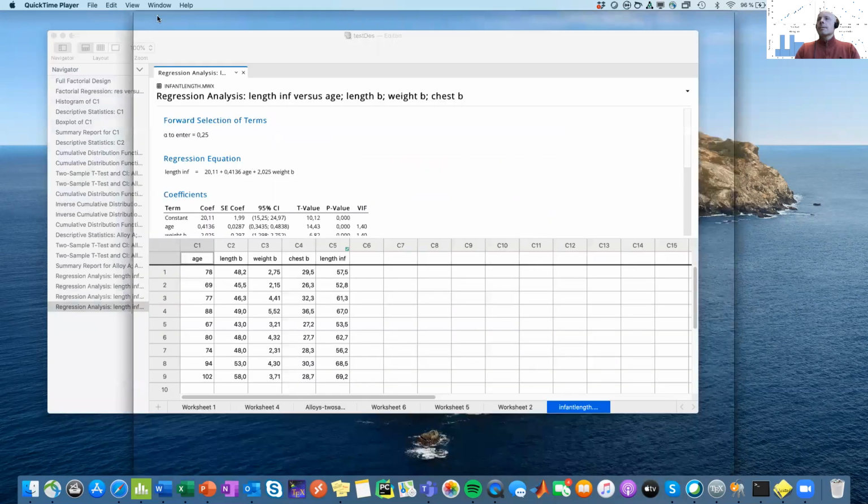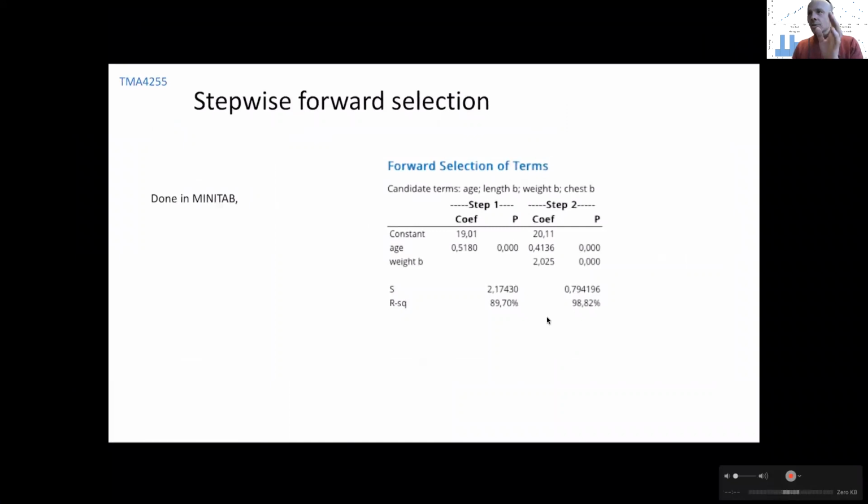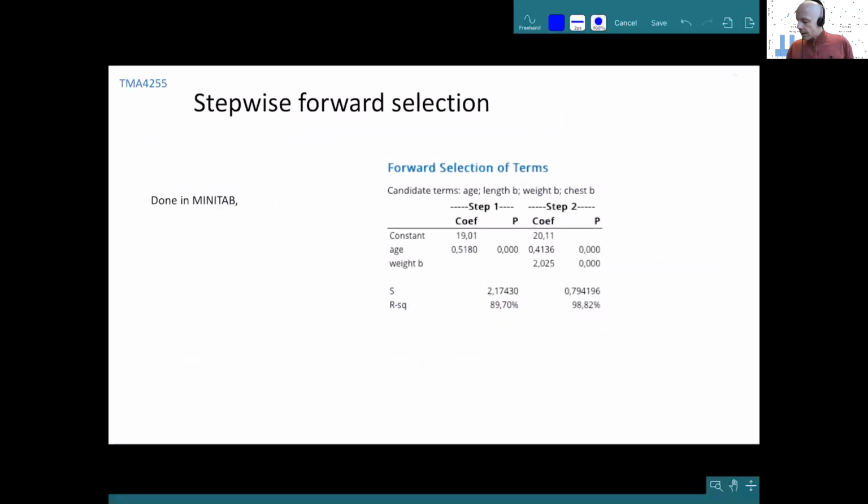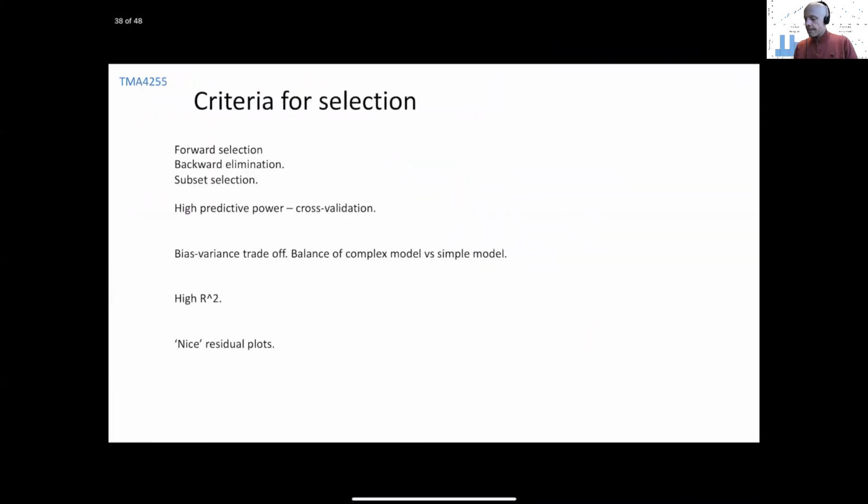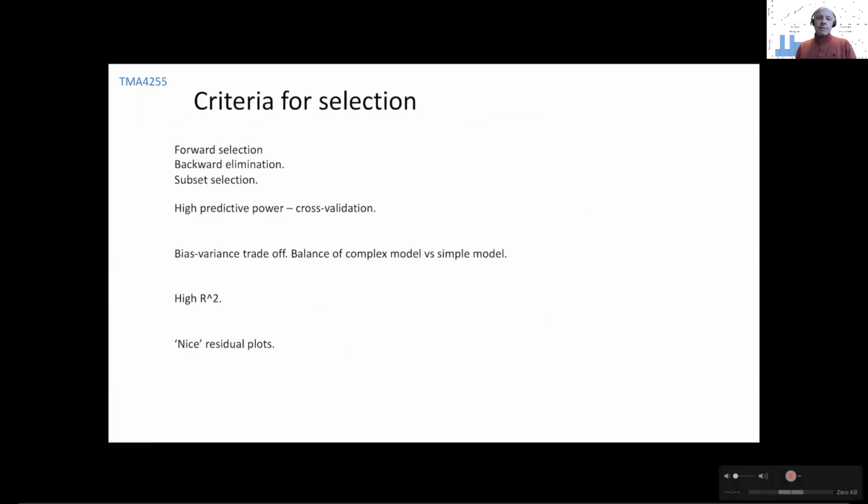Okay, this is what happens at the different stages. That's another thing you can expand on. And it's important to note that the R square is always going up here, and we could make R square higher. But is this R square significantly higher? That's what you ask in stepwise selection. In the end, we want then a mix of these things. We want high R squared. We want good residual plots. I didn't show that here. And we also want something called bias variance trade-off and high predictive power.